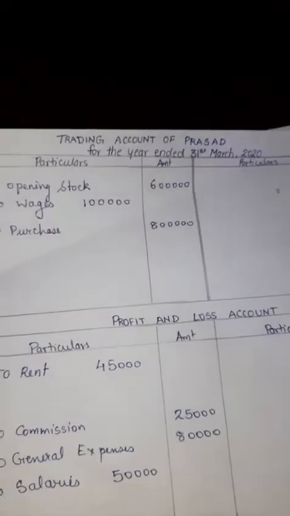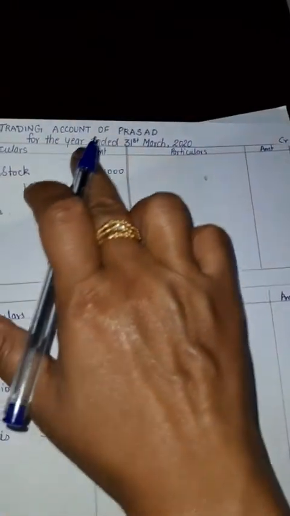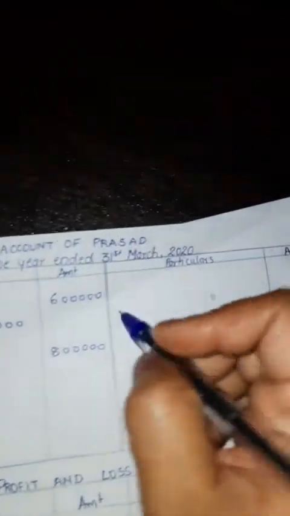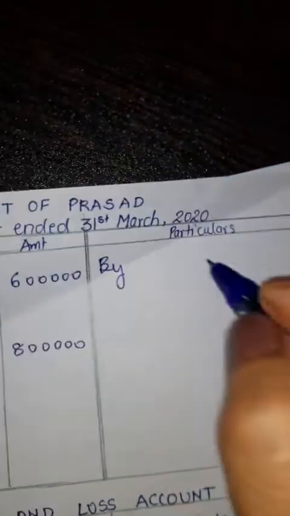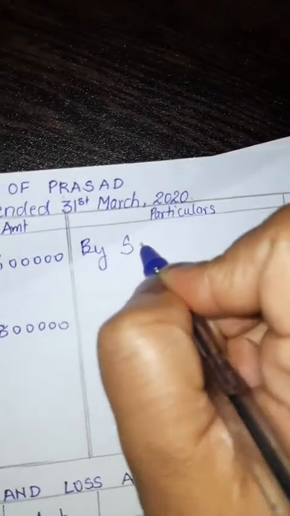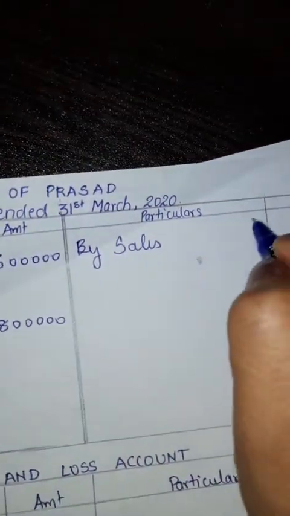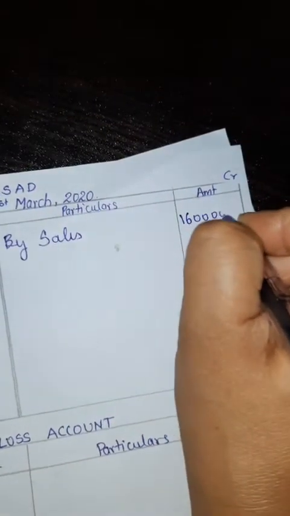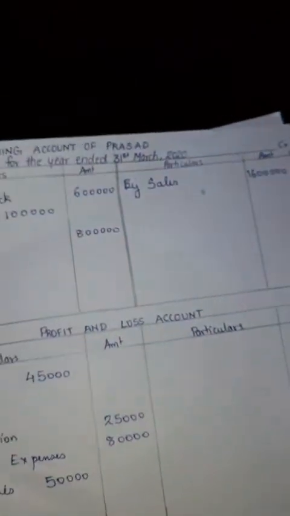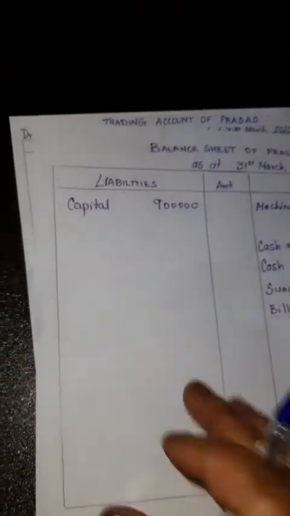Okay. Now next item is sales. Sales is an item which comes in the trading account, credit side. So this is your trading account, credit side. So I'm going to write here by sales. Okay, 16 lakh. 16 lakh. Then sundry creditors is an item which comes in the balance sheet, liability side.